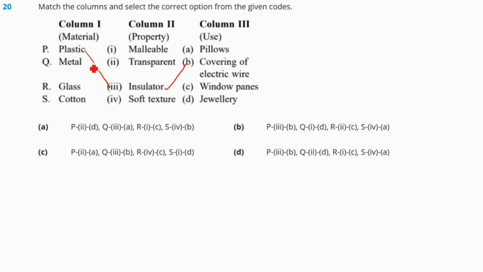Metals. Metals are malleable. That means you can hammer it and convert it into a sheet, and metals, this malleable property can be used in jewelry. Glass. Glass is definitely transparent and glass can be used as window panes. Cotton. Cotton has a soft texture and cotton can be used in the making of pillows. So our correct answer should be option number B.